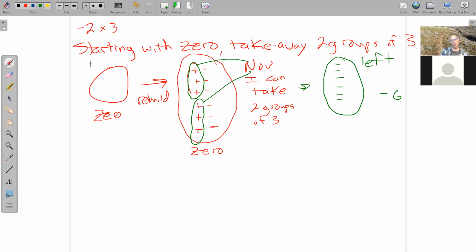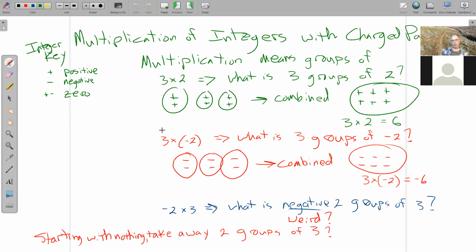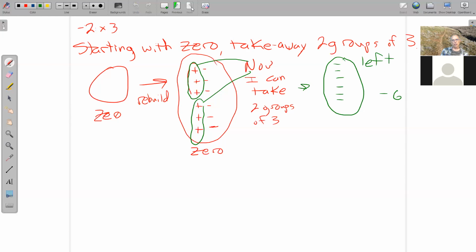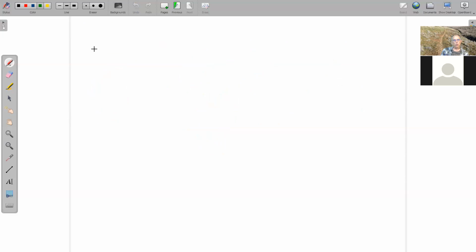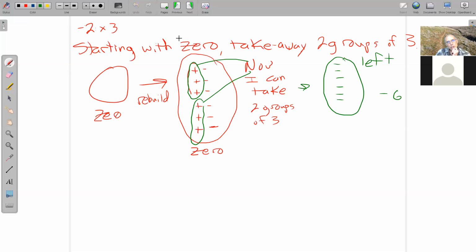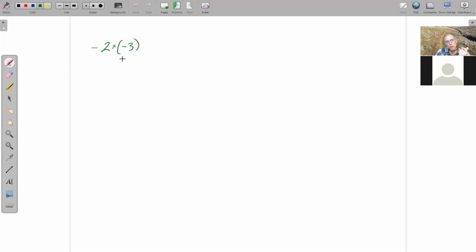So if it's a positive, we're starting with 0 and we're adding 2 groups of 3 or 3 groups of 2. If we started with a negative, we got to take away. Can we make this work for -2 times -3? So give it a shot. Write down, based on the example we just did, which was to take away, starting with 0, take away 2 groups of 3. This one would be starting with 0, take away 2 groups of -3. See if you can draw a sequence of pictures that does that, and then we'll compare notes.